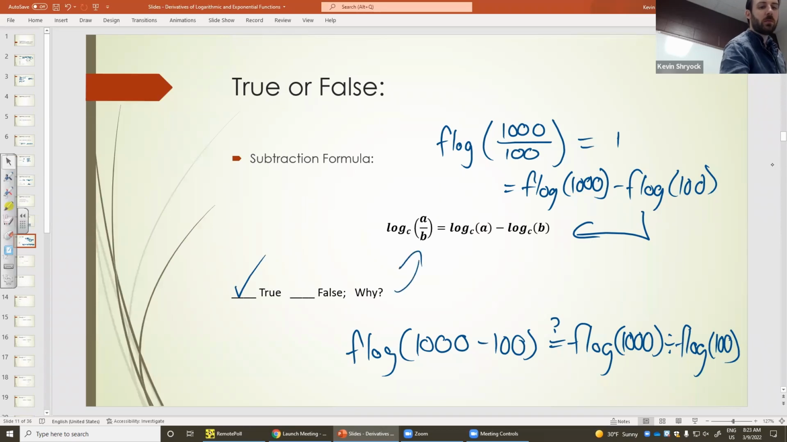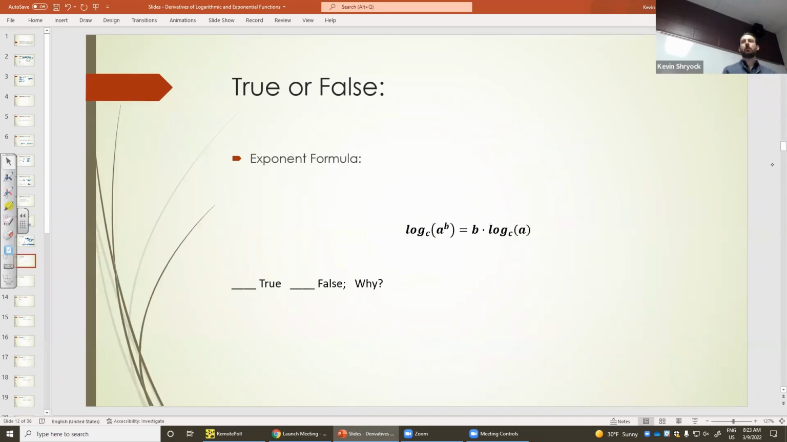That was true. What about this one? Logarithm base c of a to the b power is b times log base c of a.